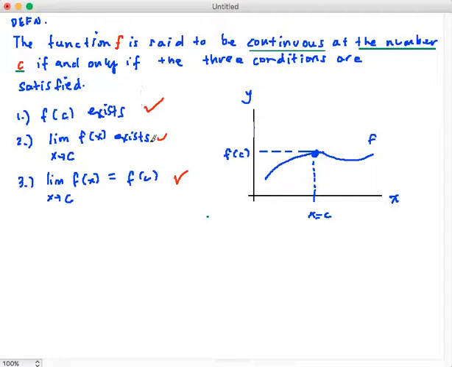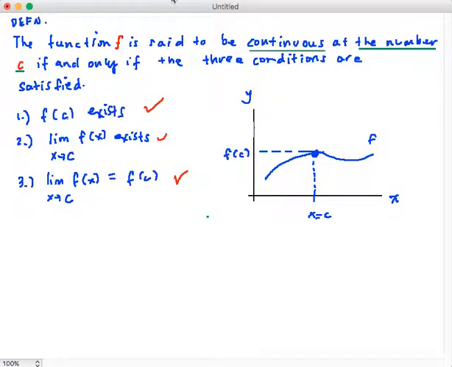So, nasa-satisfy ba yung tatlong yan? First, f of c exists. Yes. Meron tayong point. So, meron tayong c. Meron tayong f of c. The limit of f of x exists. The left-hand limit and the right-hand limit equal sila. Tapos, the limit is f of c and the f of c also is a point there. No? So, yan yung ibig sabihin ng formal definition ng continuity.